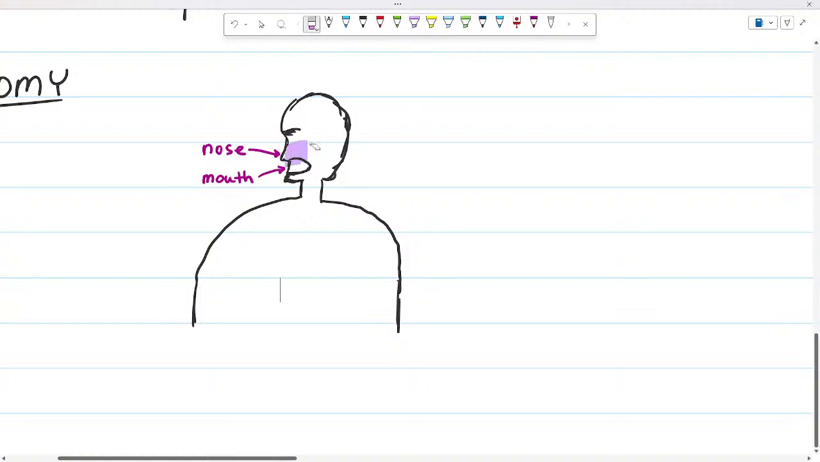Oh, that's bigger than I want it to be. Darn you. I find that when you talk about these things, or when I talk about these things, I immediately start thinking about them and it weirds me out. So that is what we would call the nasal cavity.